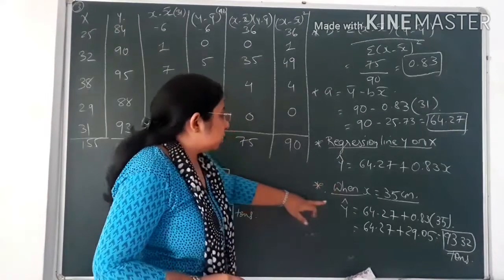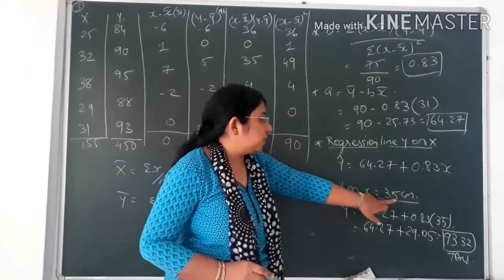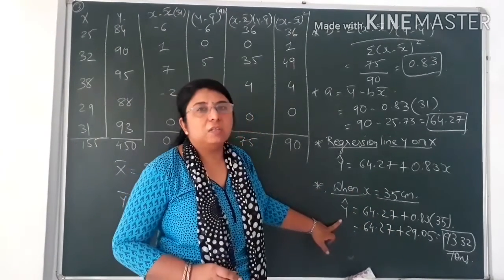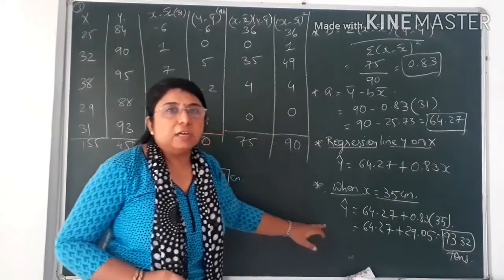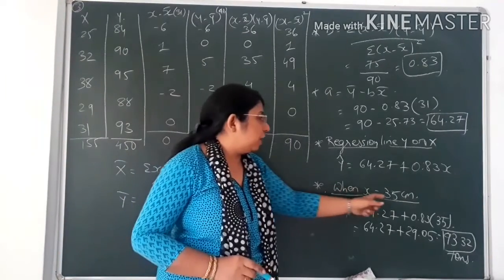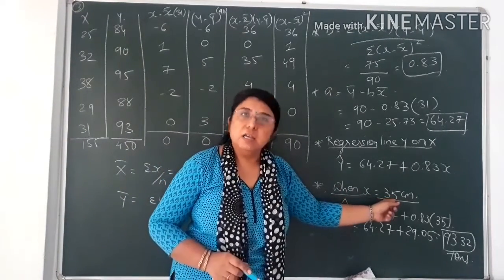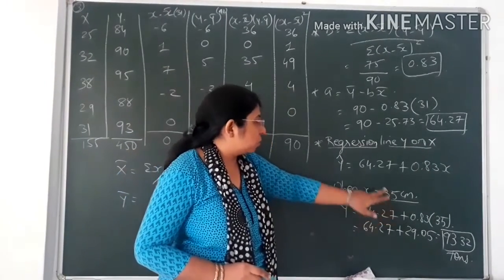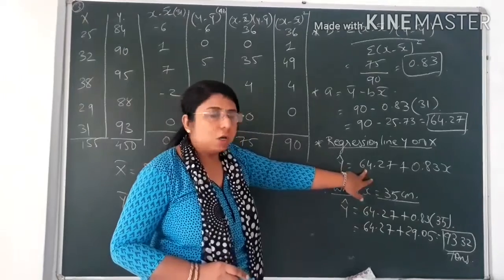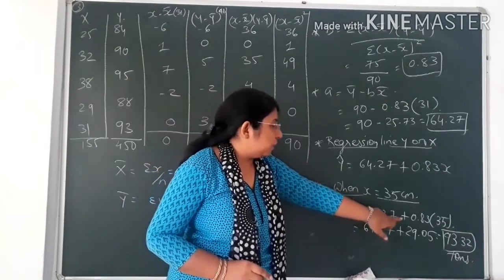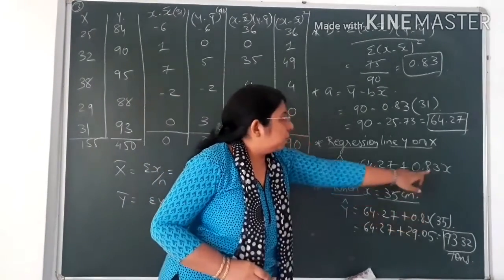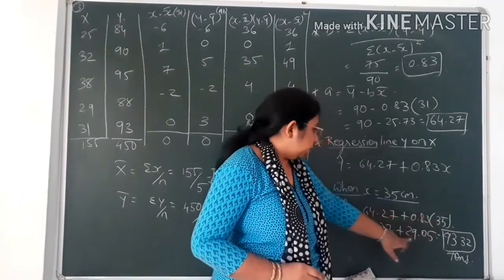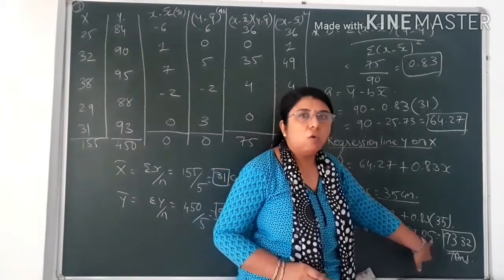Now the next question that is asked to you: when the value of x is given as 35 centimeter, what would be the y cap? It means the crop production in tons that we have to find out when the average annual rainfall is given as 35 centimeter. The formula you know, y cap is equal to a plus bx, already the regression line we have found out. So 64.27 plus 0.83, in place of x you will put 35, so 0.83 into 35 would come to 29.05.